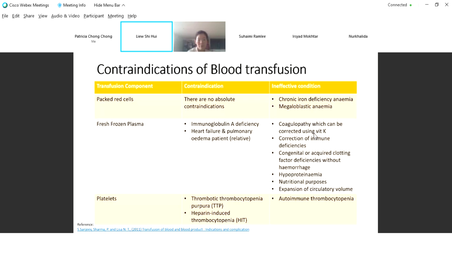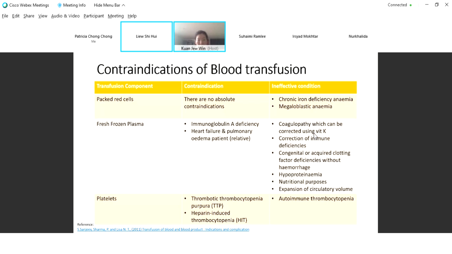And it is ineffective in the conditions of coagulopathy, which can be corrected using vitamin K, or correction of immune deficiency, or any congenital or acquired clotting factor deficiency without hemorrhage happening, or hyperproteinemia in the condition of chronic liver disease, protein-losing enteropathy or nephrotic syndrome, or only for nutritional purposes or expansion of the circulatory volume. And for the next is the platelet.